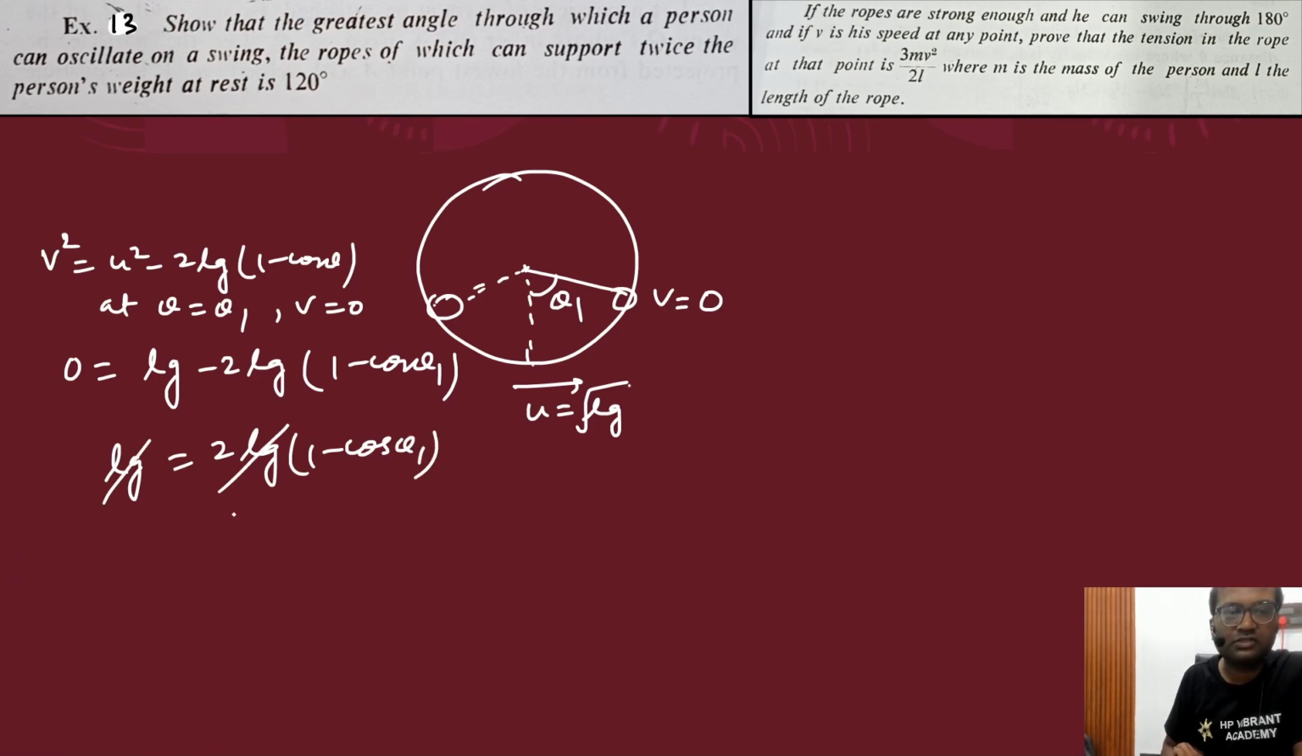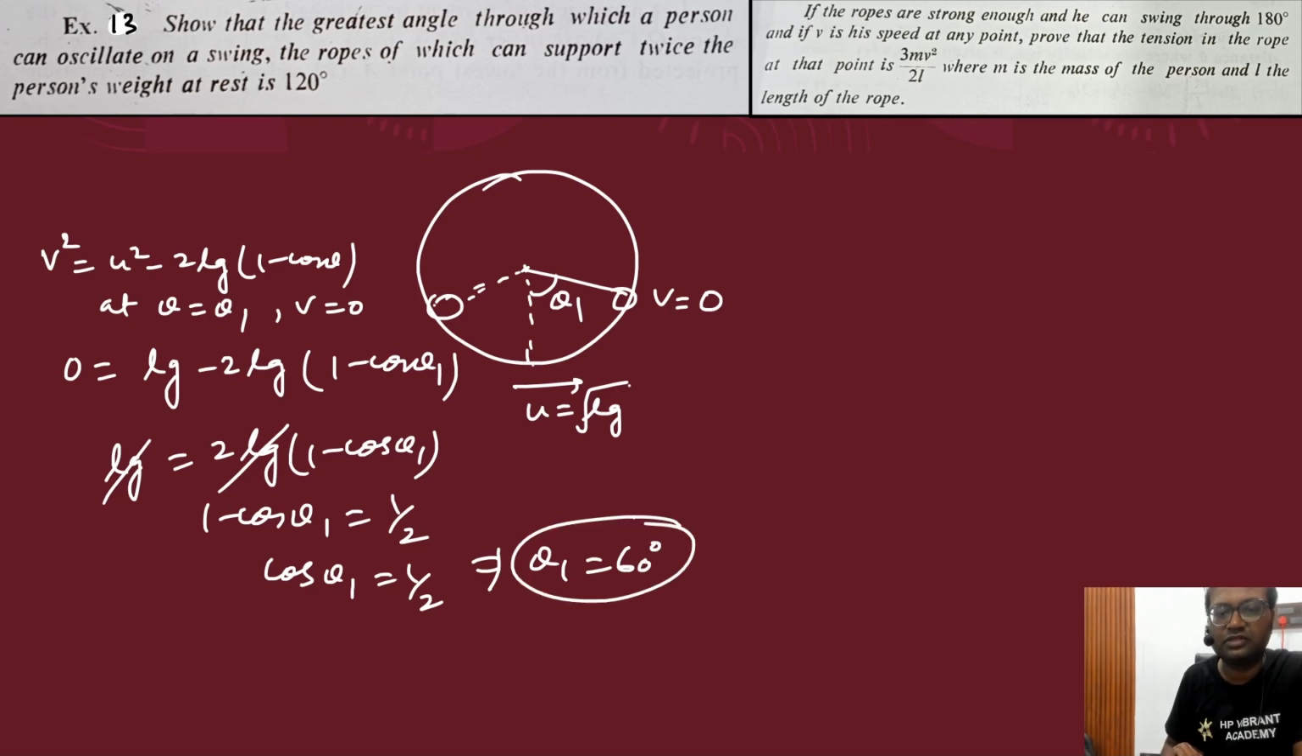Okay, so this gets cancelled. So 1 minus cos theta 1 is equal to 1 upon 2. So cos theta 1 is equal to 1 upon 2. This means theta 1 is equal to 60 degree. Okay, so this is theta 1, so this is 60 and this is 60. So this whole angle will be 120 degree.